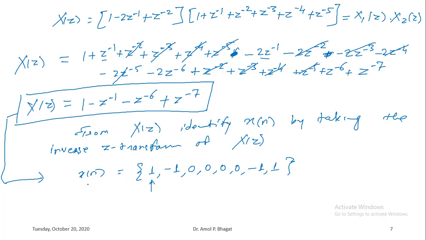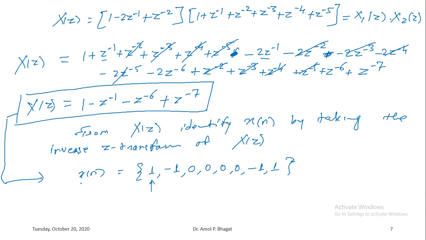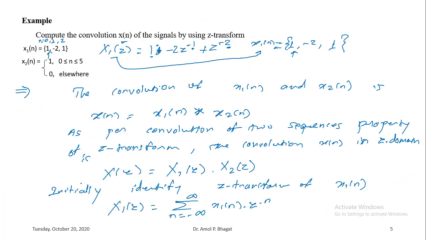By using the convolution of two sequences property of Z transform, we have a simple method compared to what we have seen, the graphical method, the tabular method, or the mathematical method. We can efficiently compute the convolution of two sequences by using Z transform. So what do we have to do to compute the convolution of two sequences by using Z transform?